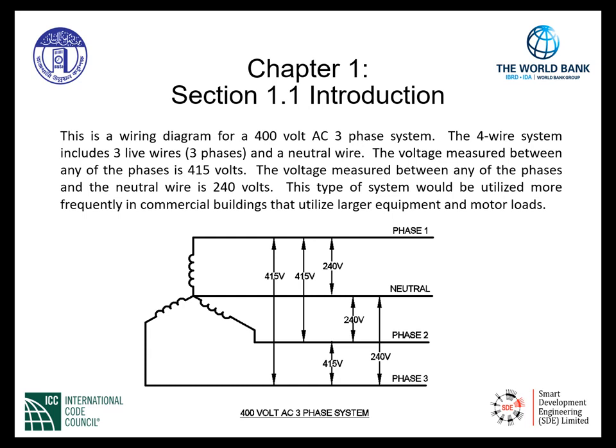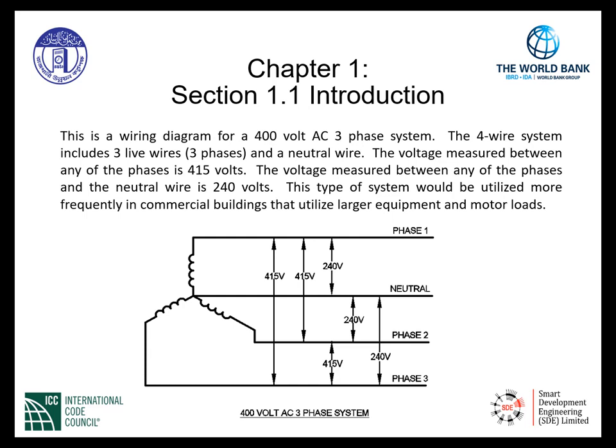From phase 1 to phase 2, 415 volts. From phase 2 to phase 3, the resulting voltage again is 415 volts. The voltage measured between any of the phases and the neutral wire is 240 volts. As can be seen in the diagram, if we take a measurement between phase 1 and the neutral wire, the resulting difference is 240 volts.